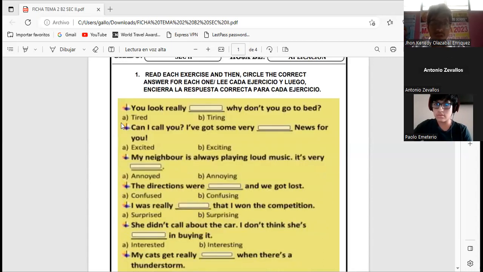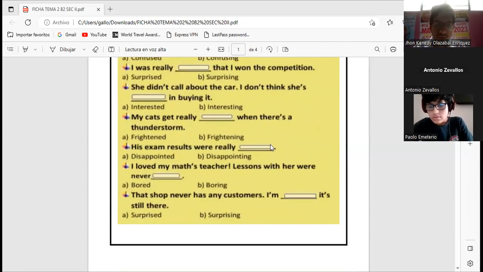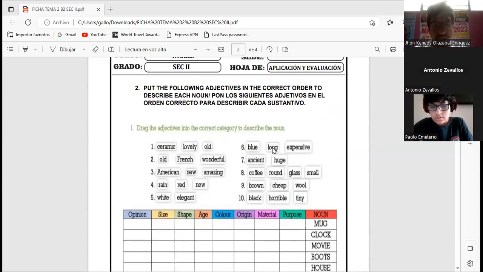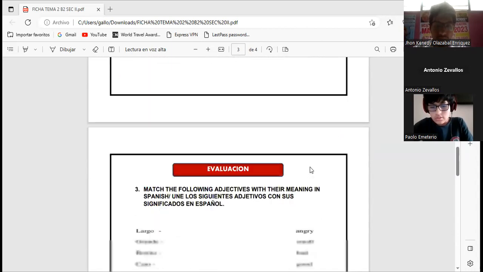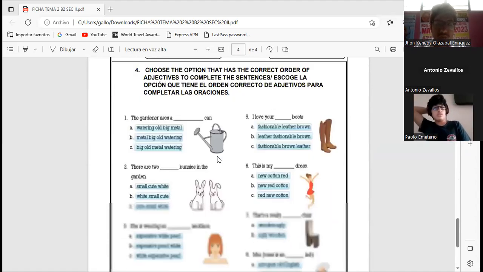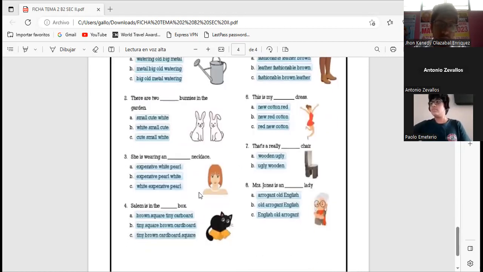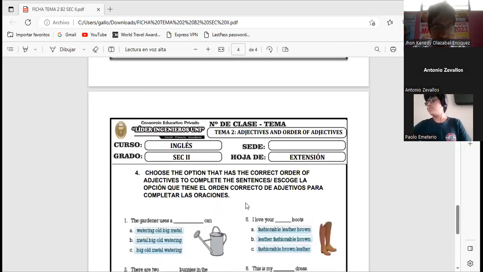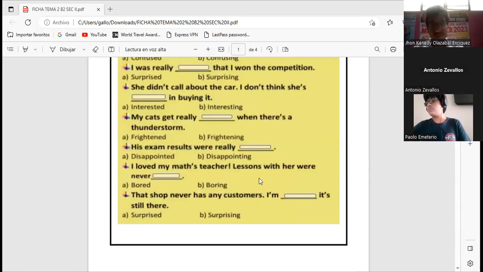First of all, we're going to circle or mark the correct answer. We have approximately 10 exercises of that. Then we're going to have the order of adjectives. Finally, we have an evaluation: what is the meaning of those words? And finally, you have your beautiful homework, where you have to choose and mark or circle. Mark or circle, it doesn't matter. The most important thing is that you learn and understand the topic. Having said this, we're going to continue with the class.